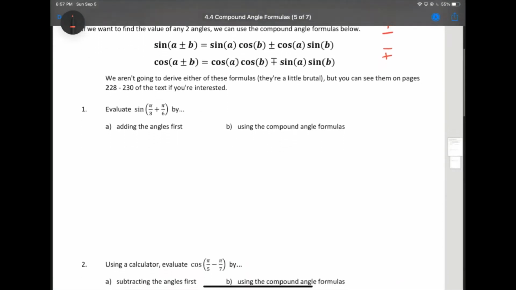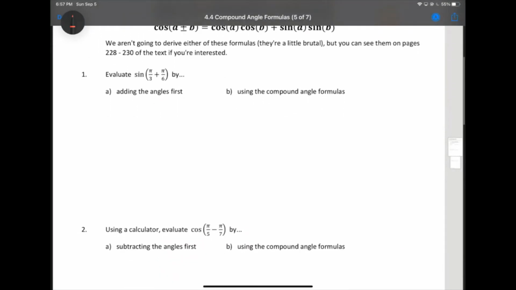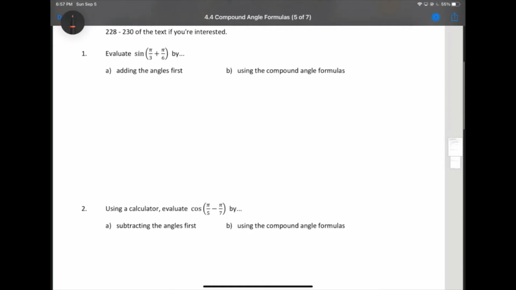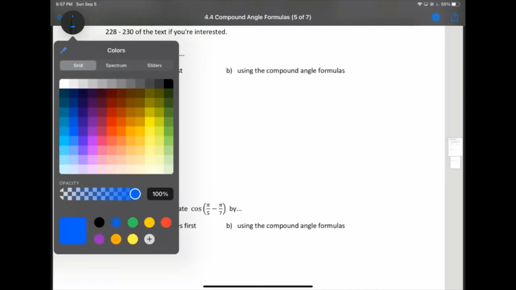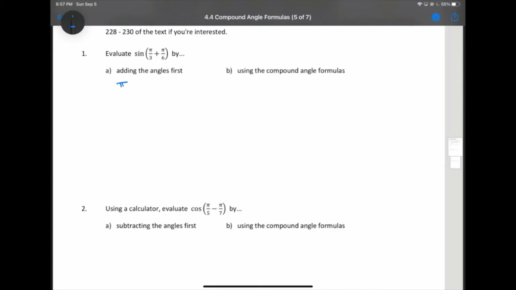Let's just jump in and try a couple of examples here. So let's evaluate sine of pi over 3 plus pi over 6. We're going to do it two ways. The first way is to evaluate it by adding the angles first. So I'm just going to do this at the top: pi over 3 plus pi over 6 equals, we've got to find a common denominator of 6, which is 2 pi over 6 plus pi over 6 is 3 pi over 6, which is pi over 2.